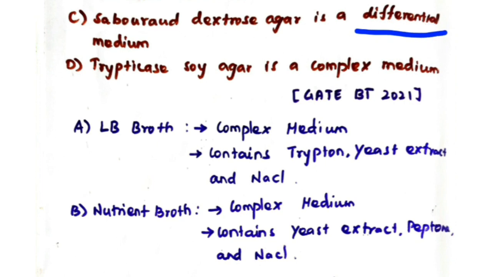Whereas differential medium is used to differentiate closely related organisms by using specific biochemical properties of that organism. Generally, this medium contains some dye or some chemical component which is used to differentiate closely related organisms.